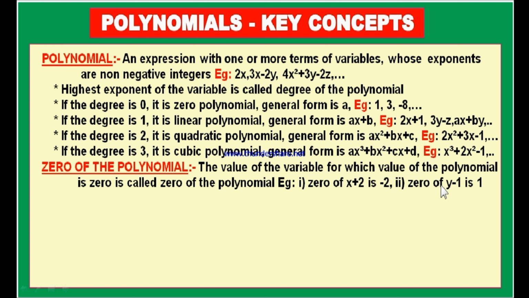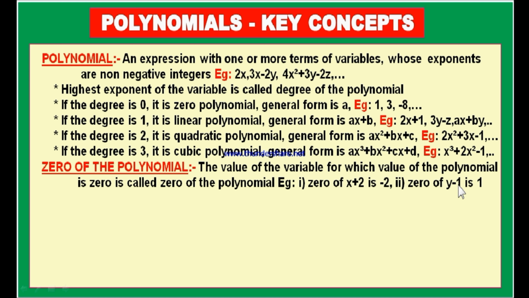Another example, y minus 1 is a polynomial. Now in the place of y, if we substitute 1, then it is 1 minus 1, which is 0. Now if we substitute y is equal to 1, then the value of the total polynomial becomes 0. Therefore, this 1 is called the zero of the polynomial y minus 1. Is it clear now?